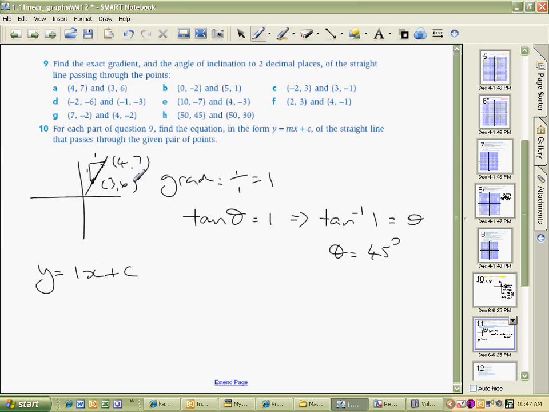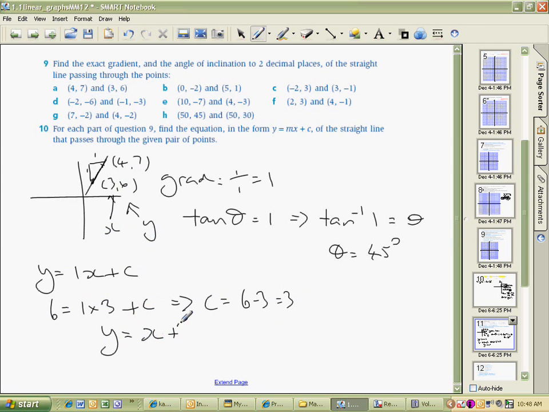So now what do we do? Well, we can take either of these points, because that is x and that is y, and put those in this equation. So if y is 6, when x, well, I'll leave the one there, we didn't have to write it, but anyway, I'll do it. When x is 3, then that's our situation. We can now use this to work out what c is. So c is equal to 6 minus 3, which equals 3. So our equation is y equals x, just 1x, I'm just going to write x, plus 3. And that's our particular equation.